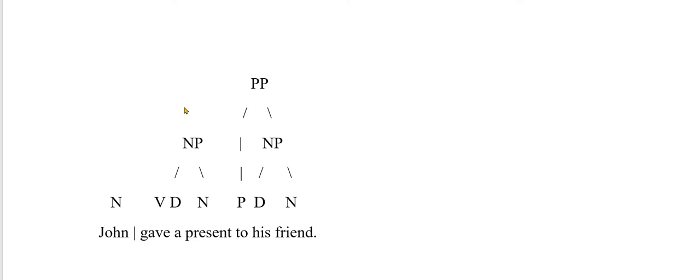Now, what we want to do now is show how the verb plus the noun phrase plus a prepositional phrase are all coming from the verb phrase part of the sentence. So to show that, we can now say that the verb phrase divides into a verb, gave, a noun phrase, a present, a prepositional phrase, to his friend. Once we've done that, we're just about done.